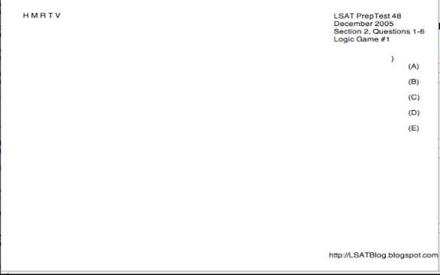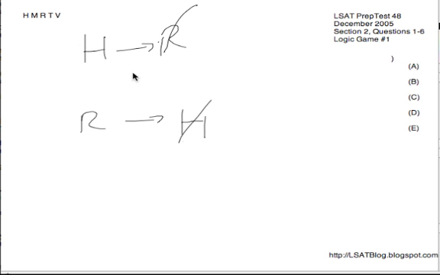The first rule telling us, for example, that H and R cannot be used together means that if H is used, then R is not, and vice versa. So if H is in, then R is not, contrapositive: if R is in, then H is out. Next, they tell us that H and T cannot both be used simultaneously. So if H is in, then T is out, contrapositive: if T is in, then H is out.